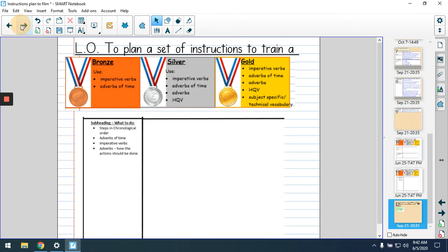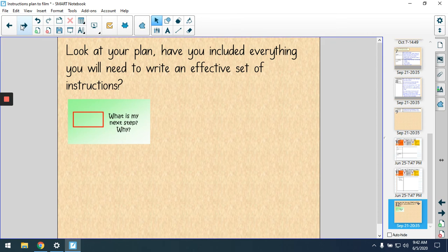I would expect that you would be able to complete your plan in one lesson. So when you've finished your plan, just go back through and look at your success criteria and the features on the deconstruction grid to ensure that you've included everything you need.